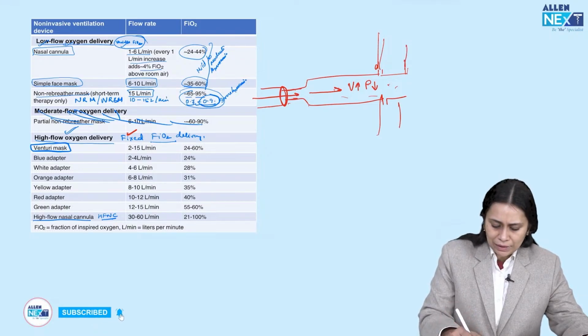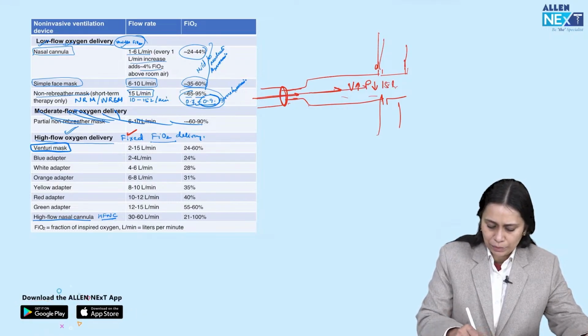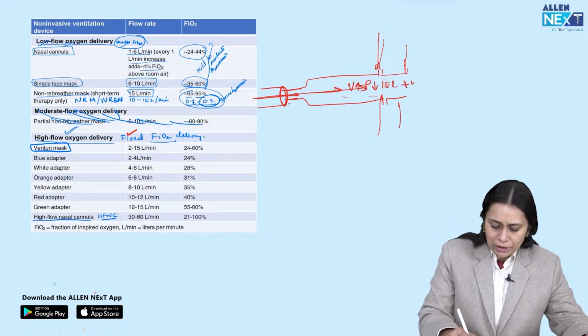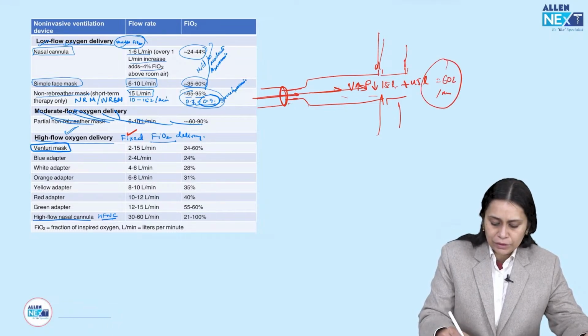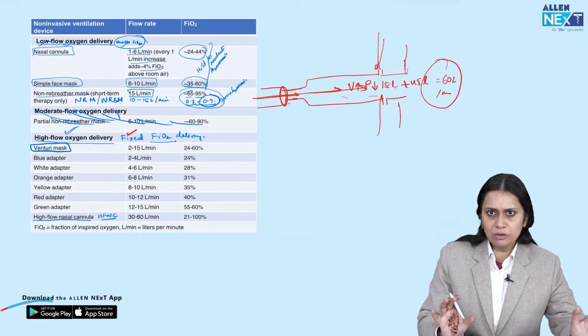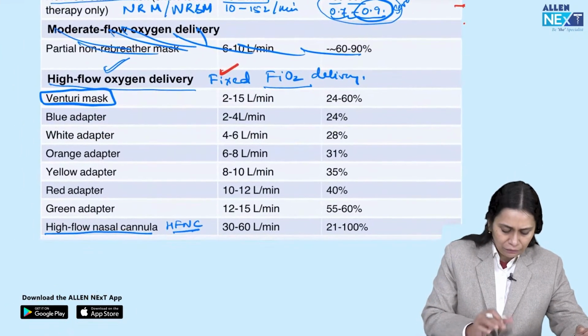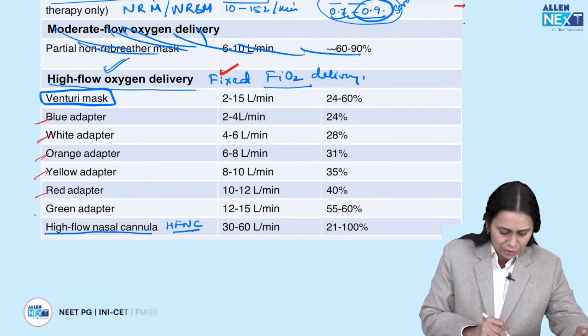So, if I am giving, let's say, through the green Venturi barrel, 15 liters per minute of oxygen flow through this tubing, it sucks in 45 liters of room air. So, the total flow going to the patient is 60 liters per minute. So, it is high flow. It is giving 60 liters per minute, right? And the FiO2 achieved is also fixed. So, the Venturi mask is a high flow oxygen delivering device that achieves fixed FiO2, and it has color coding: blue, white, orange, yellow and red, and the green adapter.